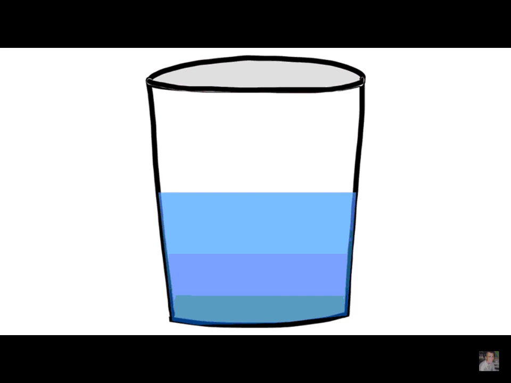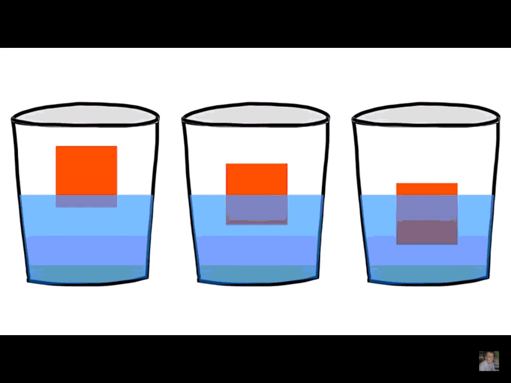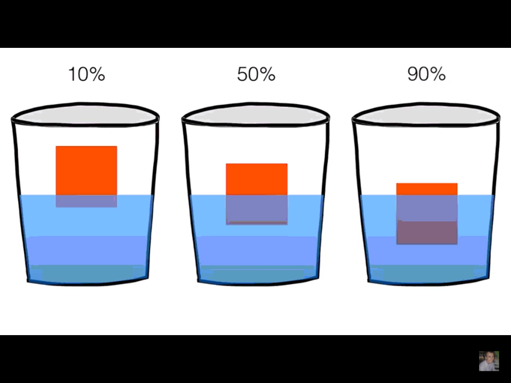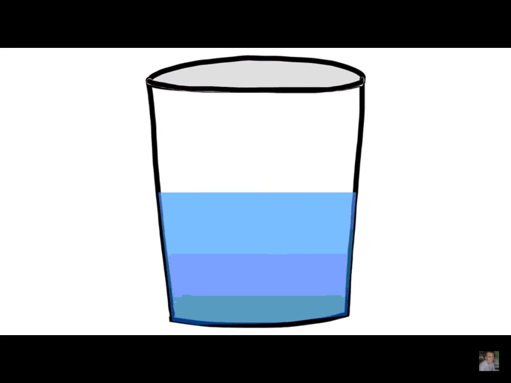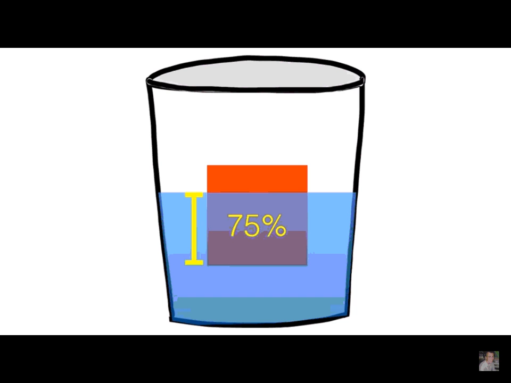The density of liquid water is 1. Objects with a density of less than 1 will float, and objects with a density greater than 1 will sink. Take a look at these 3 objects. All of them float, so their densities are less than 1. But if you take a closer look, you see that as density increases, more of the block is below the waterline. Scientists have figured out the density of a block converted to a percentage is equal to the amount below the waterline. For example, if 75% of a block is below the waterline, its density is 0.75.